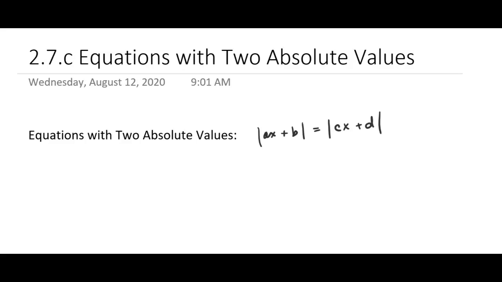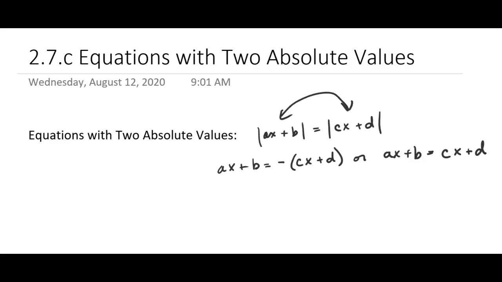So I would set this up as ax plus b equals the opposite of cx plus d, or ax plus b equals just cx plus d. So what's inside the absolute values, either they're equal to each other, or one is equal to the opposite of the other. I just keep the one on the left the same and change the one on the right, because that's what we do in the other absolute value equations. You don't want to change both sides, because then you're back to the same case, okay? So just be careful on that.